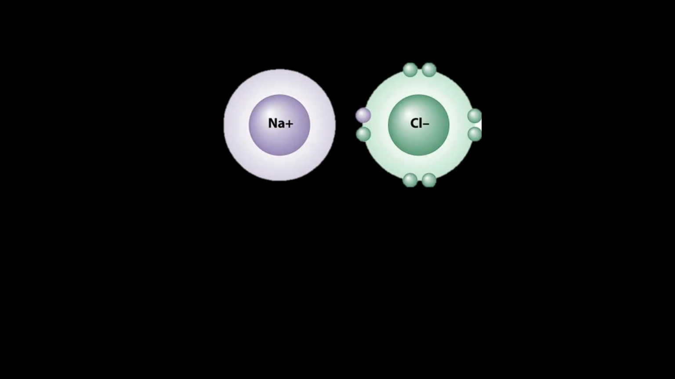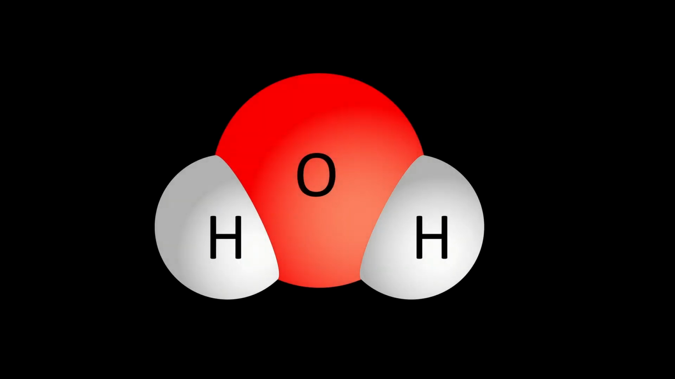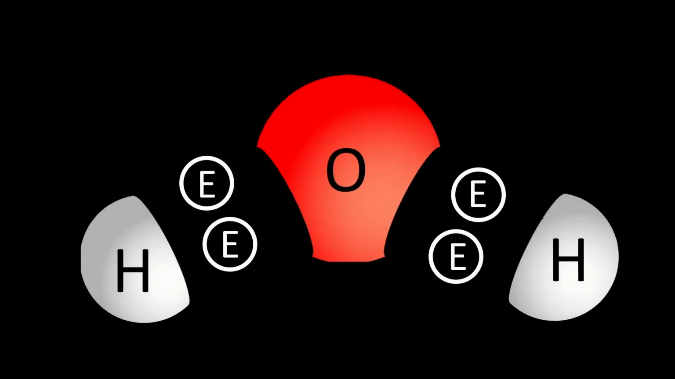Let's take sodium chloride. We have the positively charged sodium ion and the negatively charged chloride ion, held together by the electromagnetic force. Now let's introduce water. So H2O is a covalent compound with hydrogen and oxygen. So electrons are shared between these two atoms: 2 electrons from the oxygen and 1 electron each from the 2 hydrogens. So this is what H2O looks like.